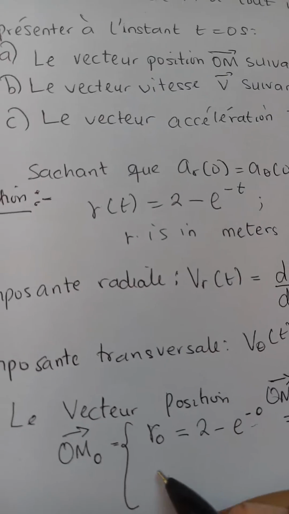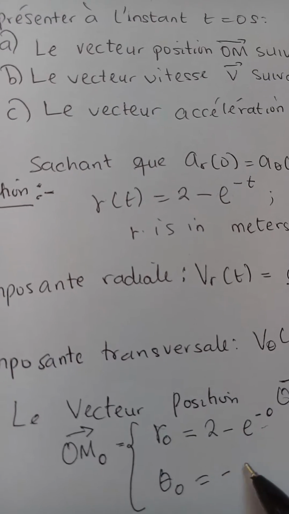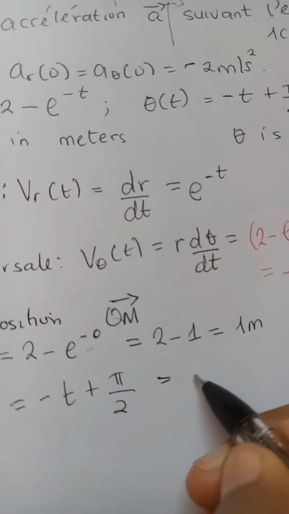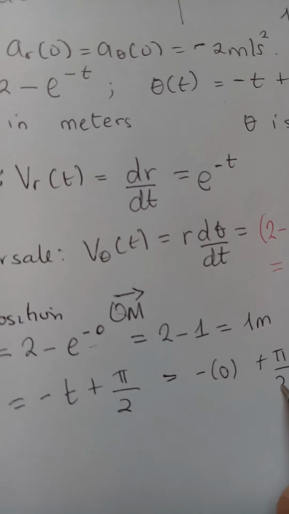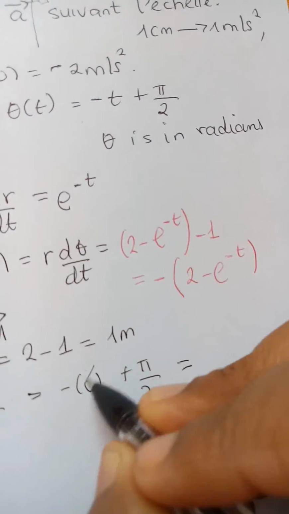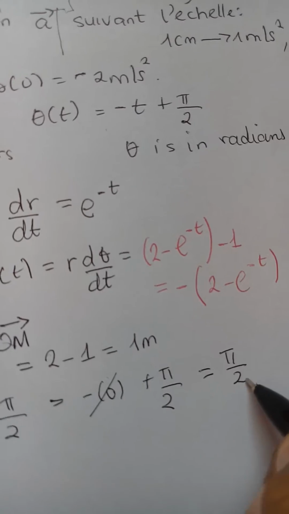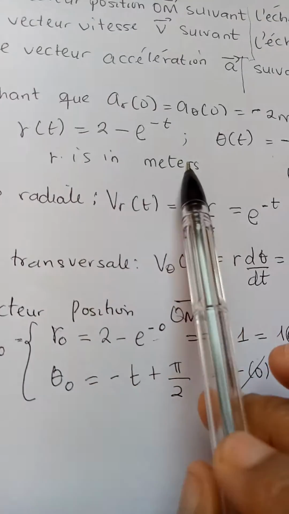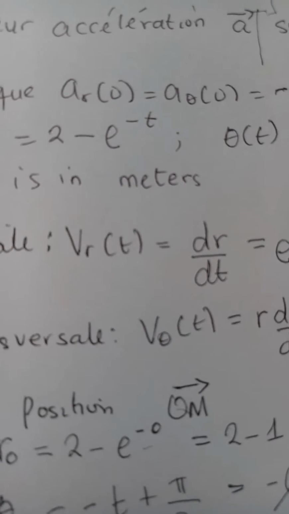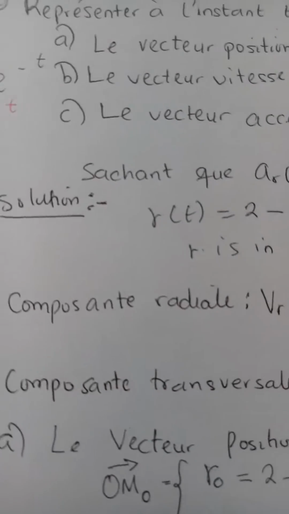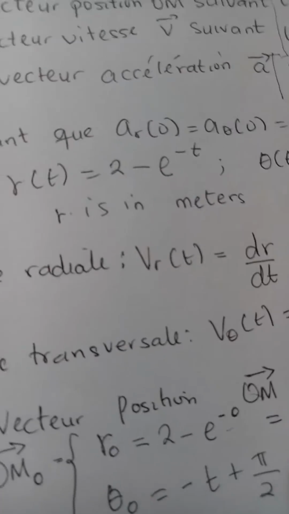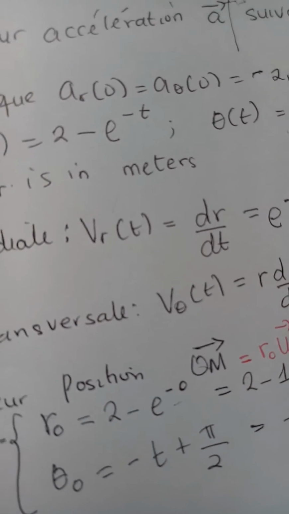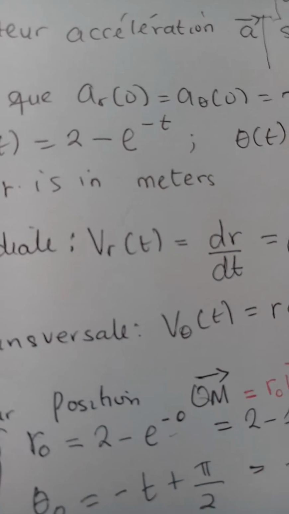The next thing is theta at 0 seconds. Our theta, we say, is minus t plus pi over 2. If we replace t by 0, this cancels out, and we are left with pi over 2. Remember the units. And let me remind us again of our definition of OM: this r, in this case, is r at 0 seconds.